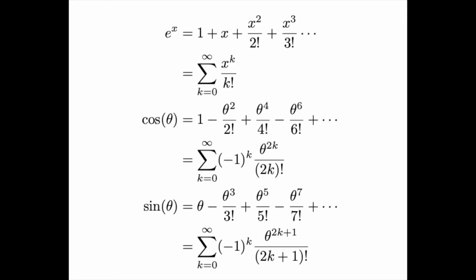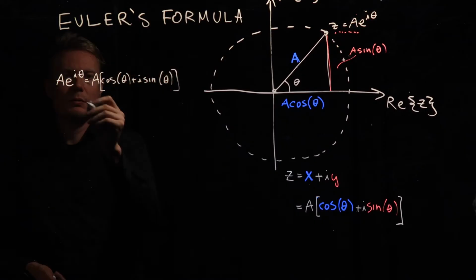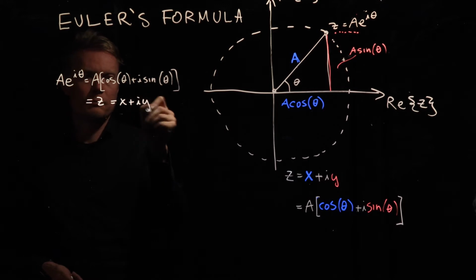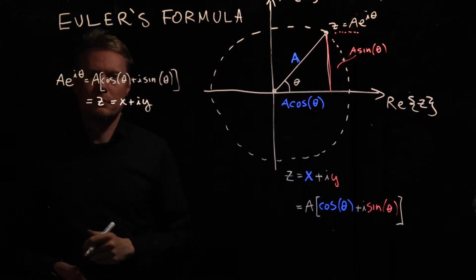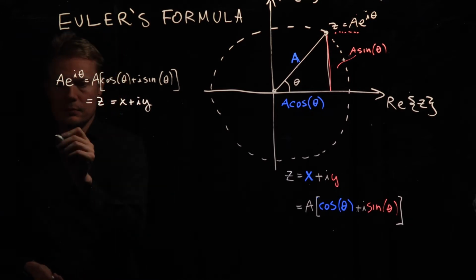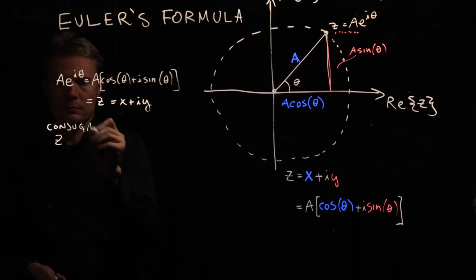Now it's actually pretty easy to prove this formula using a Taylor series expansion of the exponent function and the cosine and sine functions. You can go and prove this for yourself if you're interested. And that's how we can relate an exponent function, a cosine and sine function, and a Cartesian representation of a complex number together.